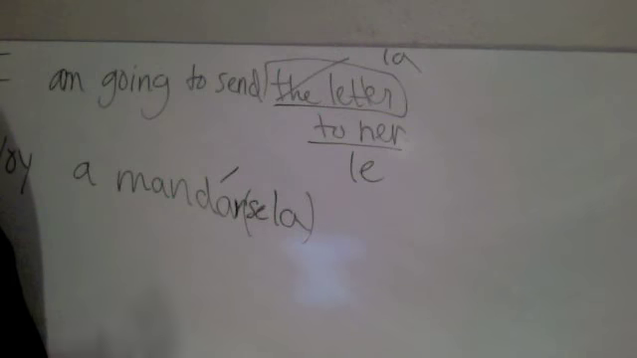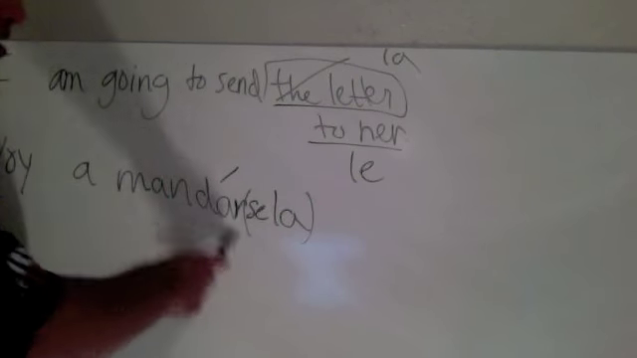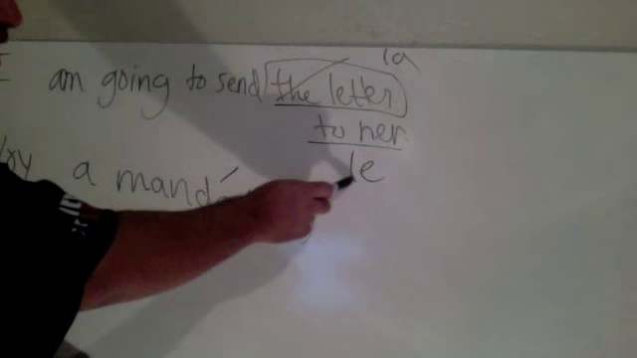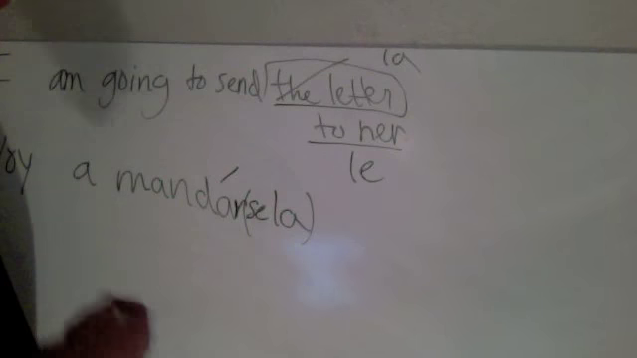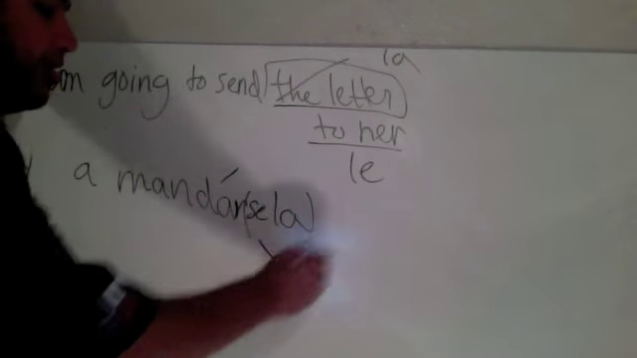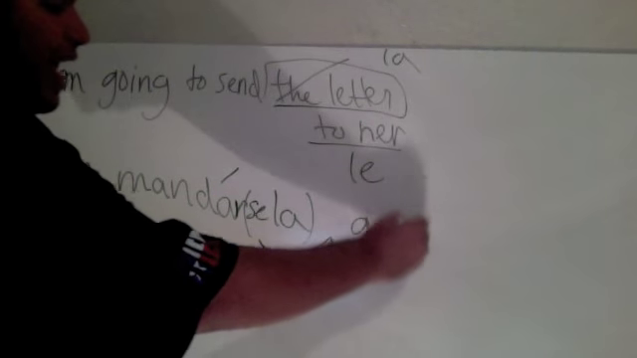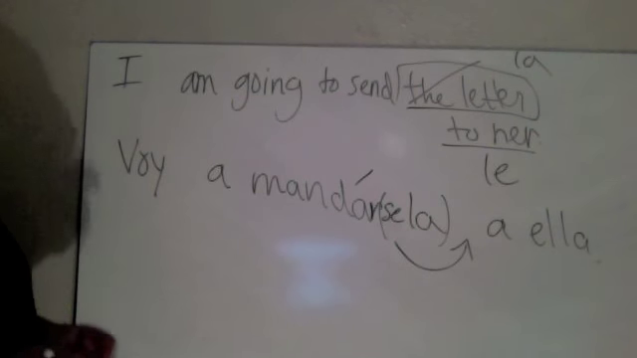Now, if the speaker, or if the listener doesn't know who se is, remember se used to be le, but we had to change it because you don't lay low in Spain. You need to clarify, who is se? A ella. Voy a mandársela a ella. Your sentence is complete.